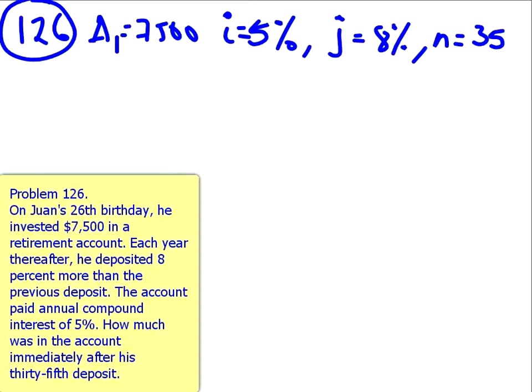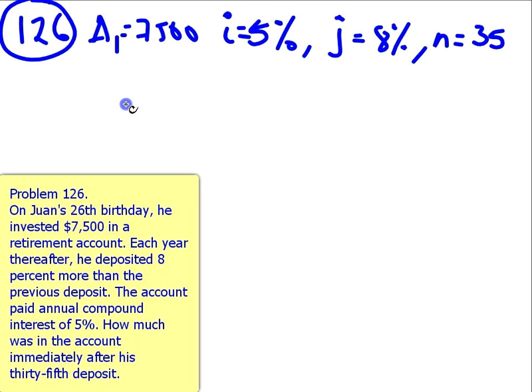From the statement of the problem, we realize that the first annuity is 7,500. The interest rate of the account is 5%. The increment of the payment is 8% with respect to the previous deposit, and that implies a geometric series, and the number of periods is 35. Now, in this example, i is different from j, and we need to use a different formula. So we need to be aware of that.